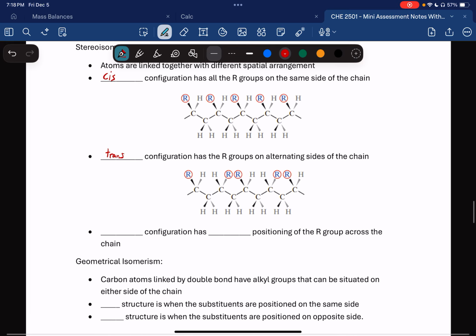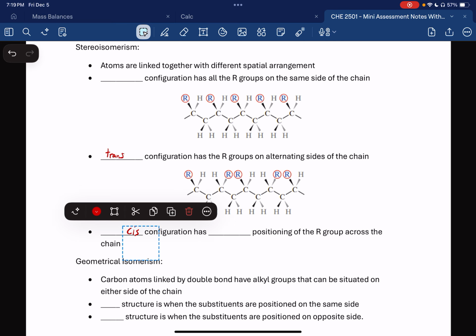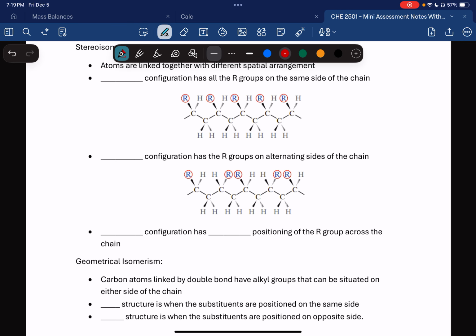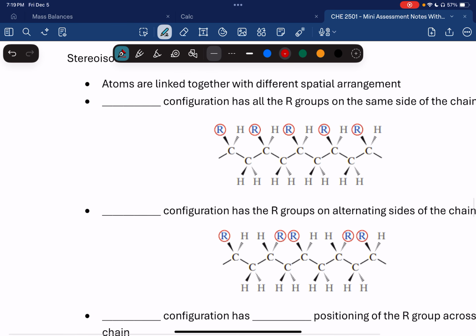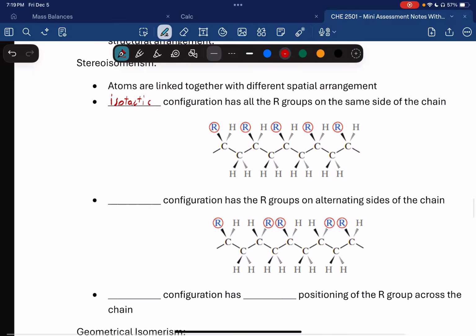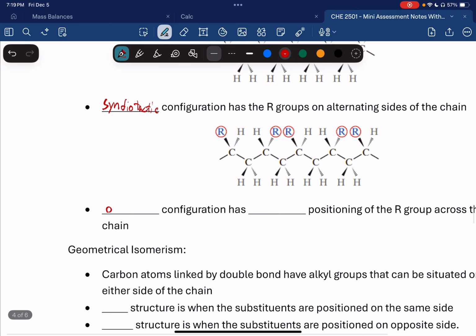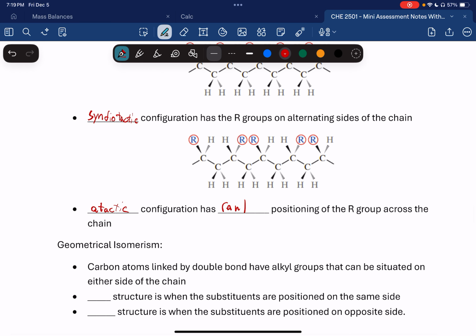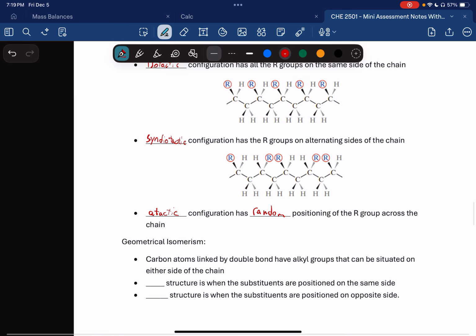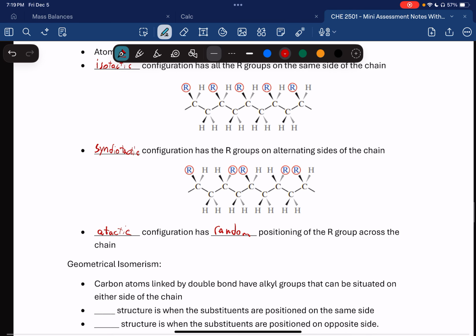Oh, sorry, I seem to have jumped ahead a little. These don't pop up yet. We have different names for these. So this would be isotactic configuration. Sorry. This would be syndiotactic configuration, and then atactic down here. Sorry about that. Atactic has random positioning, so there's no real order to it. It's kind of just random across the chain.